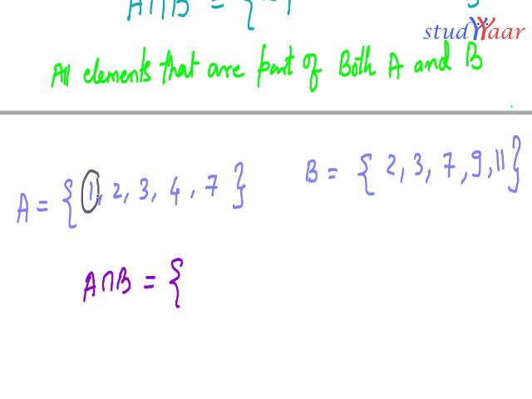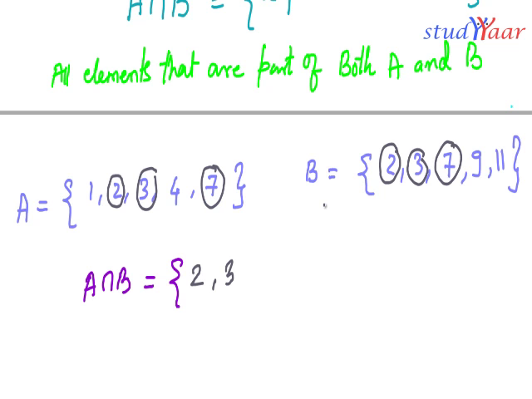Is 1 contained in both A and B? No. Is 2 contained in both A and B? Yes. So I have 2 over here. Is 3 contained in both A and B? Yes. What about 4? No. What about 7? Yes. Therefore, I have the intersection of A and B as 2, 3 and 7.